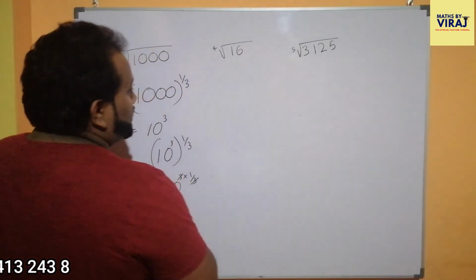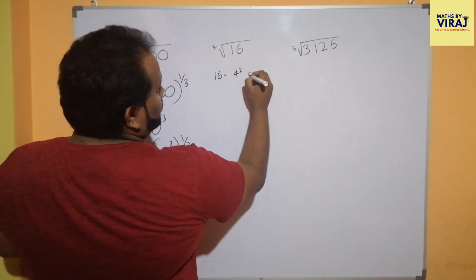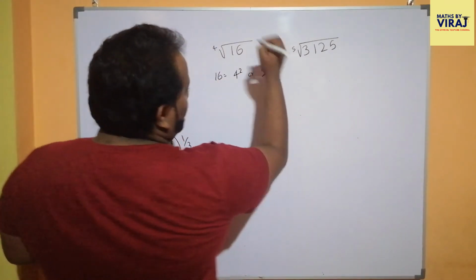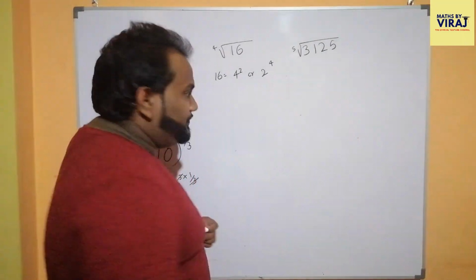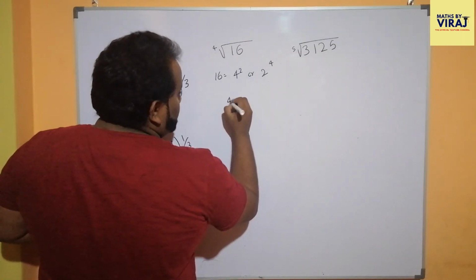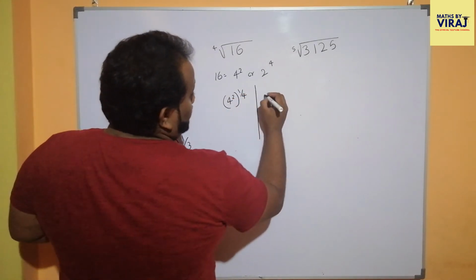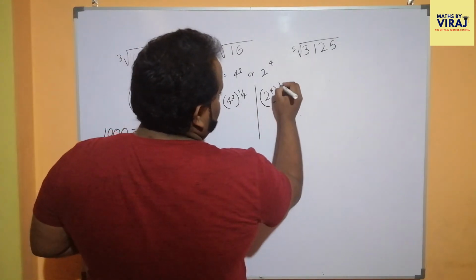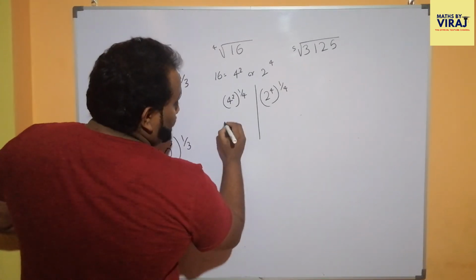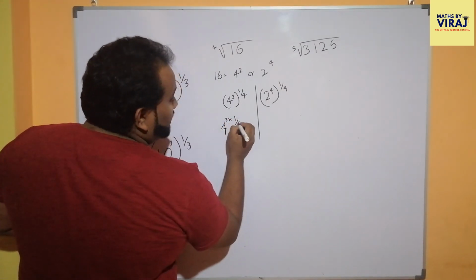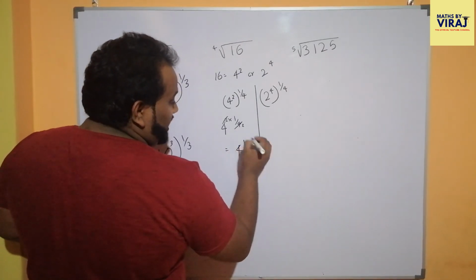Very easy. Now 16 can be written as 4 to the power 2 or 2 to the power 4. Let's try to figure it out in both the ways. 4 to the power 2 whole to the power 1/4. 2 to the power 4 whole to the power 1/4. Now let's look at this. This is 4 to the power 2 into 1/4, which is 4 to the power half.